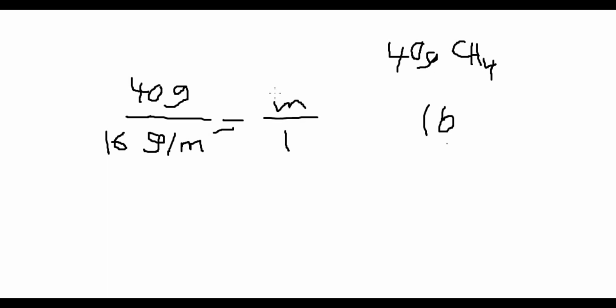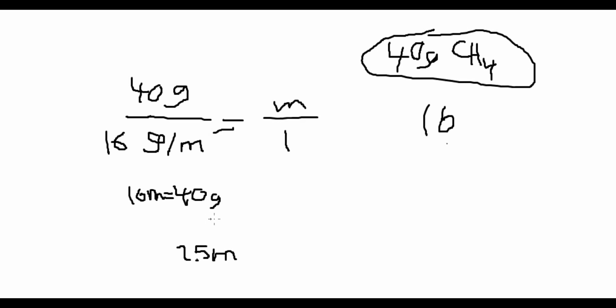So what we do here is just like any other math equation, we're just going to cross multiply. So 40 times 1 is 40, and then 16 times n. So you're going to have 16n equals 40 grams. Now let's figure that out. 40 divided by 16. That is going to be 2.5. And that answer right there is your moles. So that is converting from 40 grams of CH4 to getting 2.5 moles of CH4.